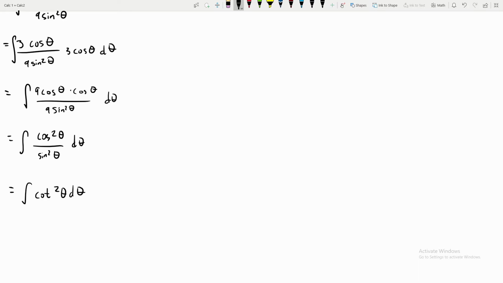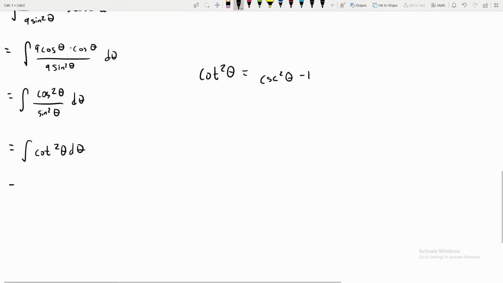And we can simplify this integral by using this property that cotangent squared theta is equal to cosecant squared minus 1. So now if we make this substitution in for here, we're going to get that this is equal to the integral of cosecant squared theta minus 1 d theta. Now again, we can distribute this integral.